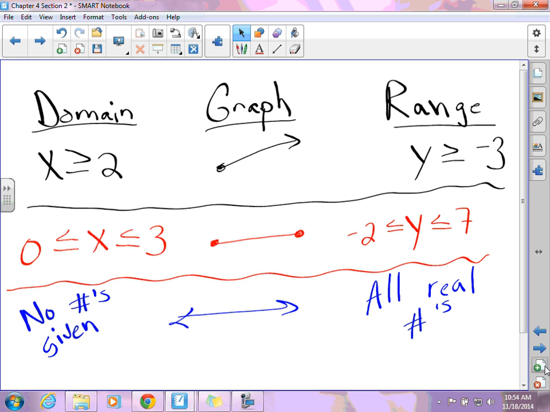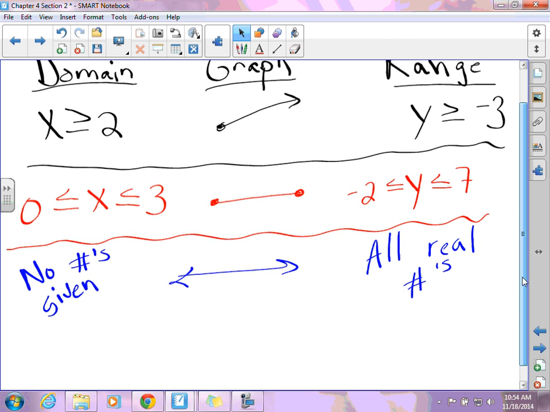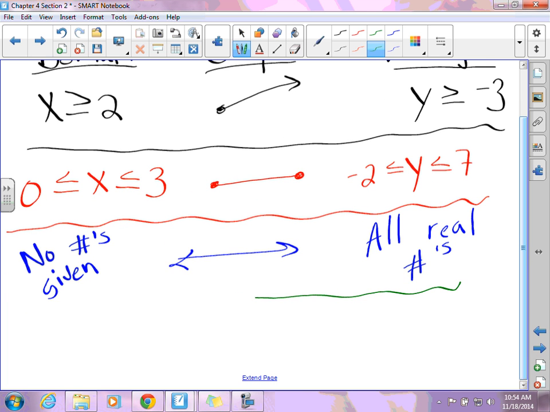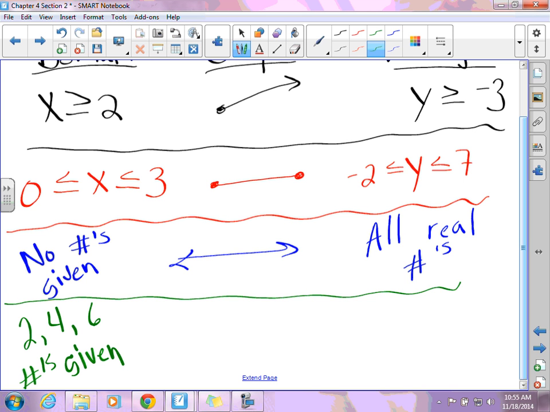All right, and then we have one last case, is when they give you numbers like 2, 4, 6. So numbers given, your graph is going to be dots. No line. And your range is going to be like 6, 7, 8. All right. And they're going to be numbers. So that's what that's going to kind of look like.